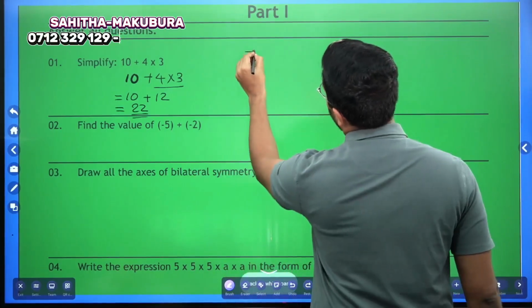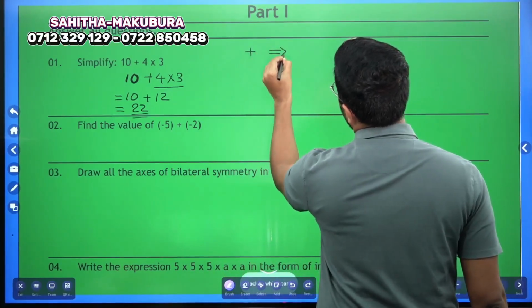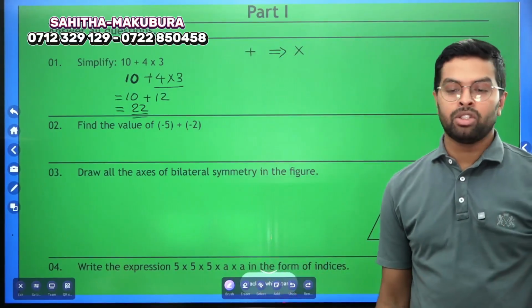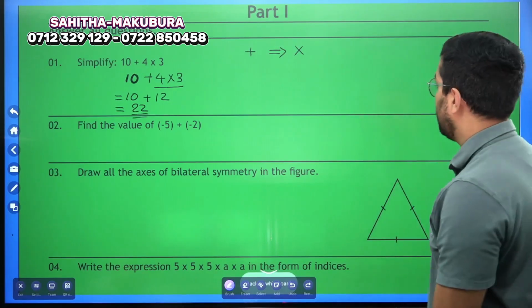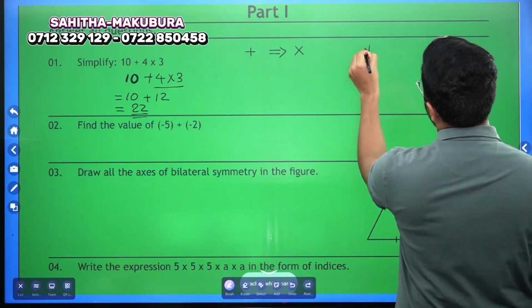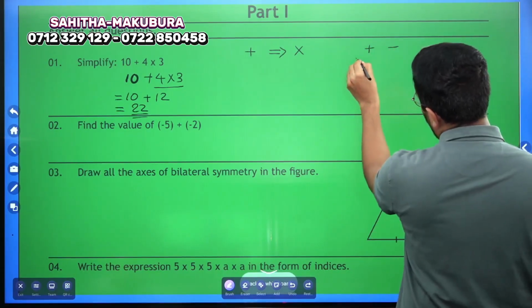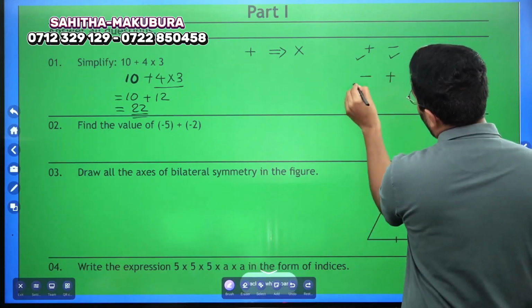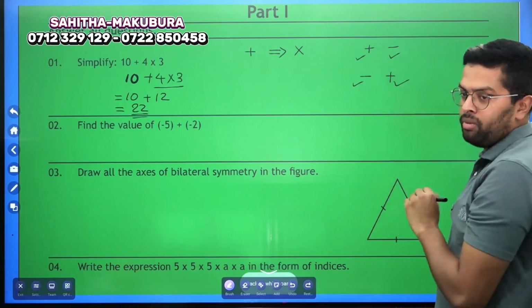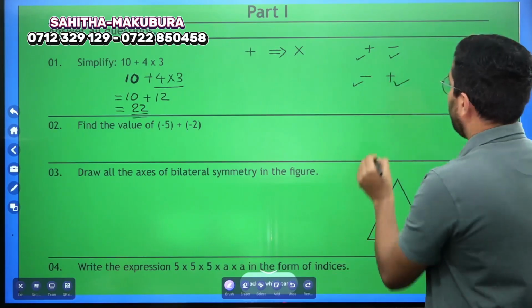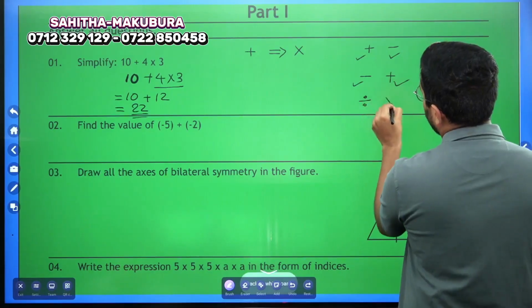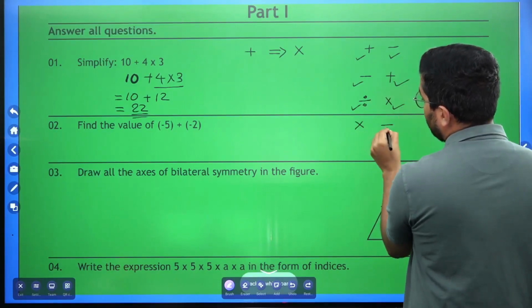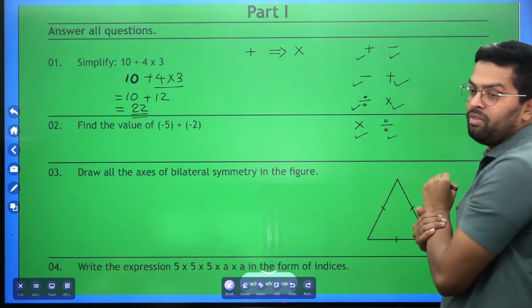So if you have addition and multiplication together, we have to do the multiplication operation first. Hope you can remember. If you have addition and subtraction, then we have to do addition first, then the subtraction. If you have subtraction and addition, then we have to do subtraction and then addition, whatever comes first. When it comes to division and multiplication, first do the division, then do the multiplication. If you have multiplication and then division, then you have to do the multiplication and then division.